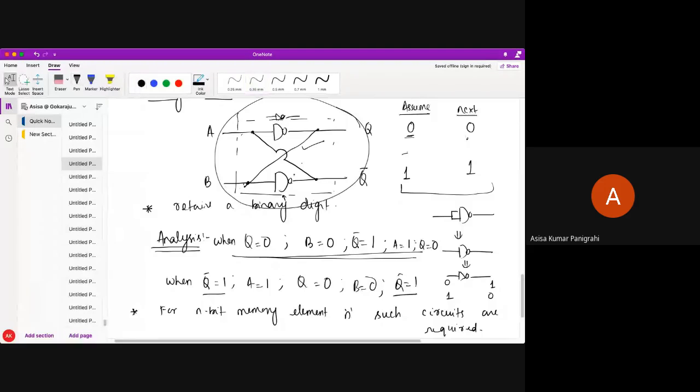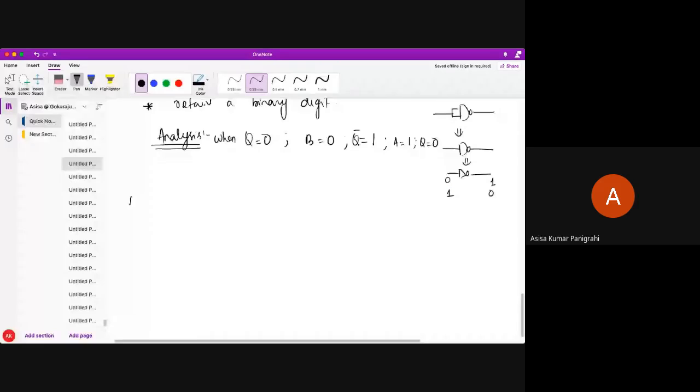Now the thing is, here I am able to only retain the binary value. But can I retain my desired value? So tell me, what would be my desired value, students? My desired value may be 0, my desired value may be 1, my desired value may be the previous value, whatever it is. So for that case, what do I need to do? I have to make certain modifications in my circuit so that my desired values will be stored in this memory element.